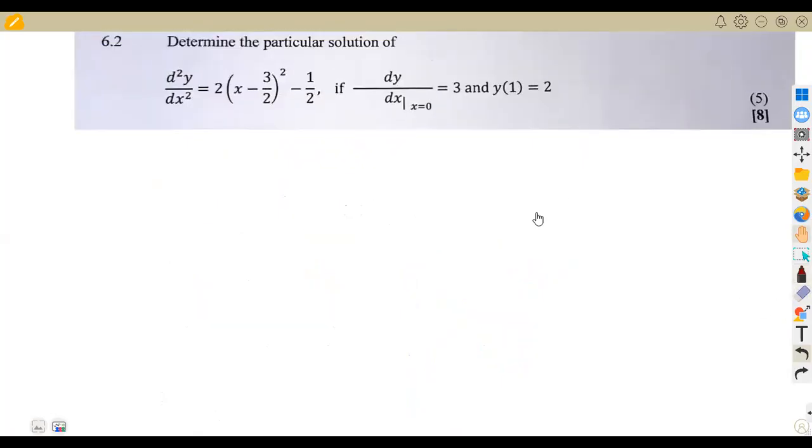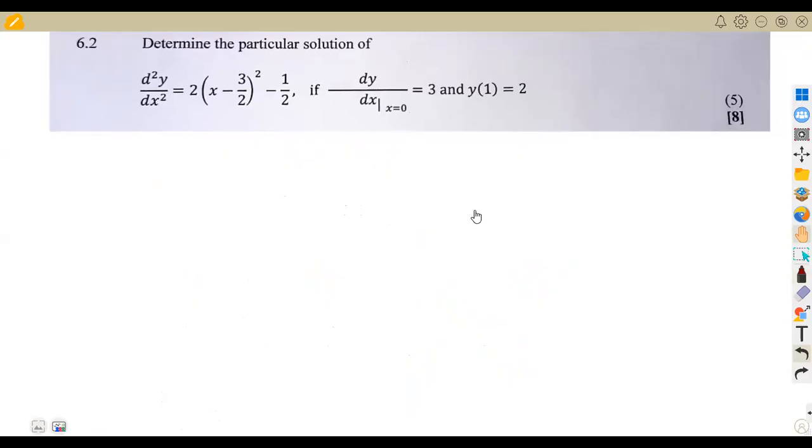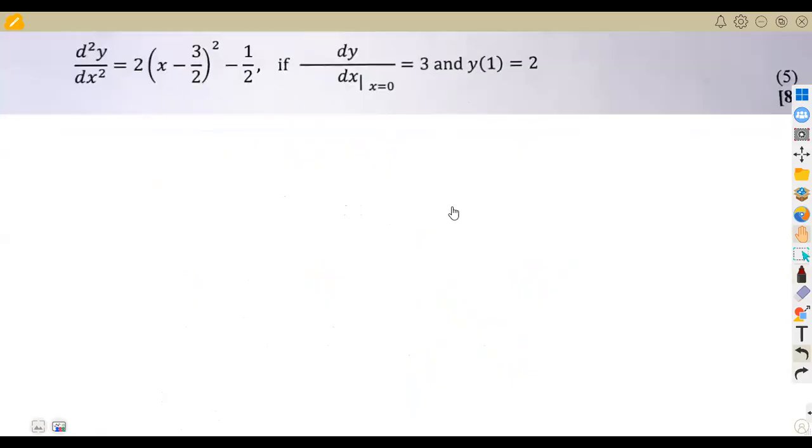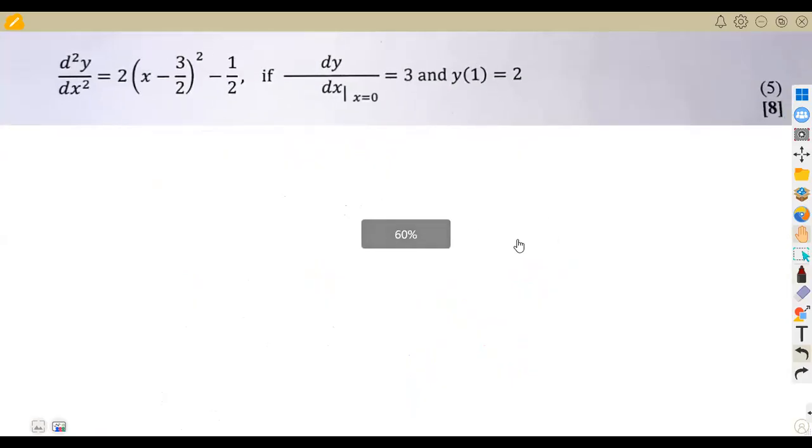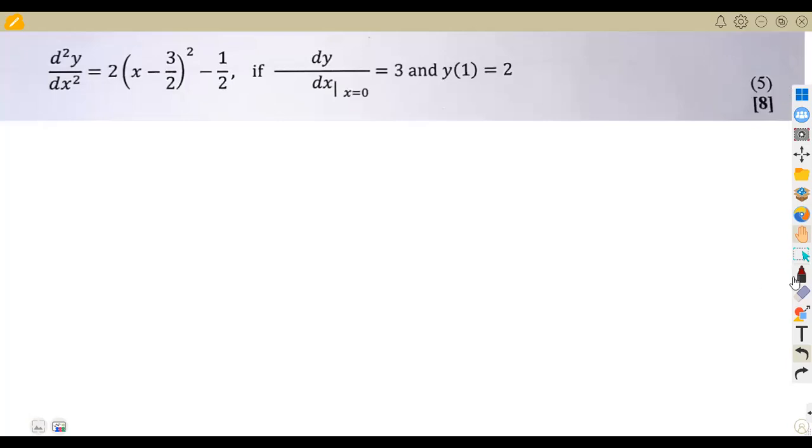All right, so let us check the other part of the question, which is 6.2. Again, we are asked to determine the particular solution of this integral. Now we are dealing with the second order in this case. So let us first analyze what we have. We are going to talk about finding the solution, but let us analyze what we have on this part here.